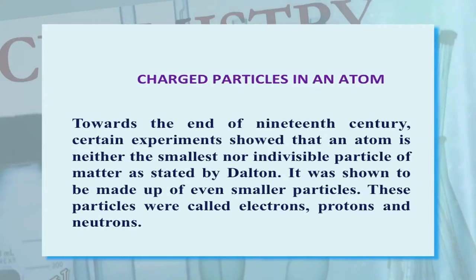This will be followed by description of the arrangement or the distribution of electrons in the atom. This arrangement is known as electronic configuration. Charged particles in an atom.